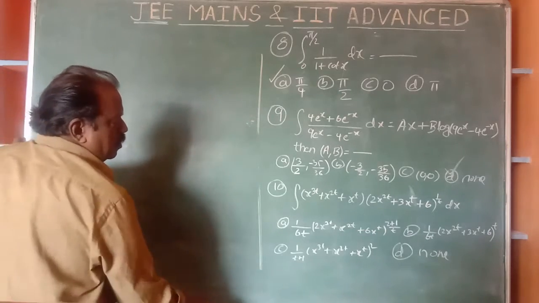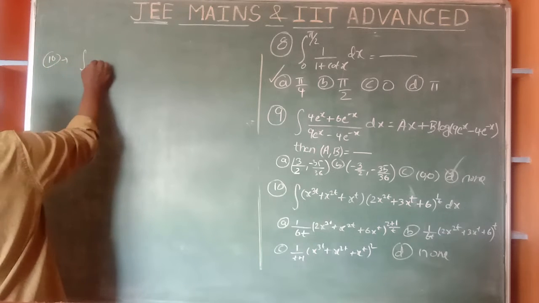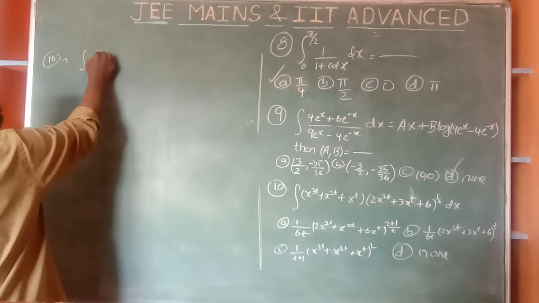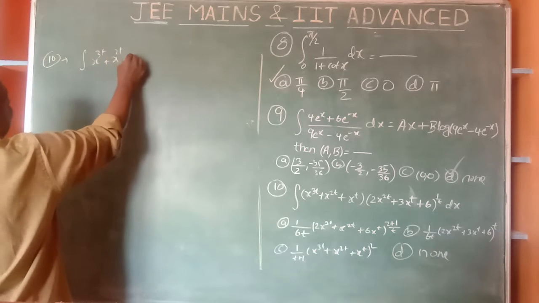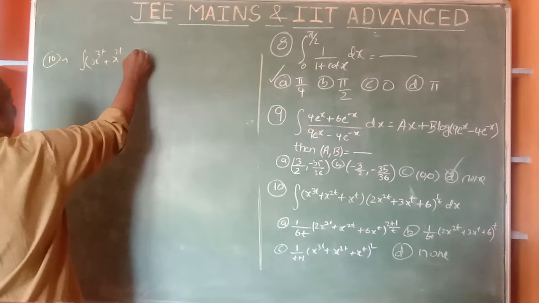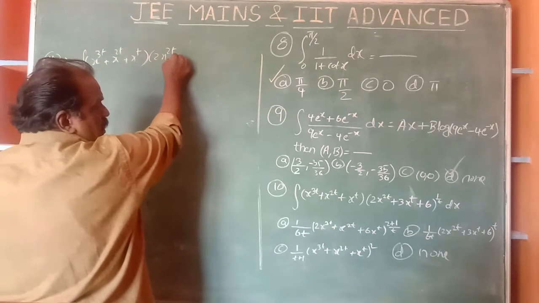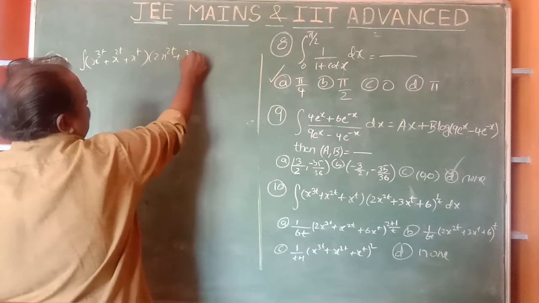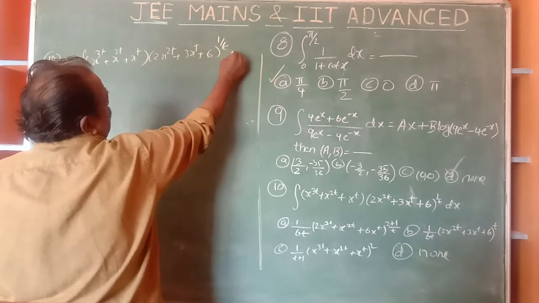Now, the 10th problem. The integral of x power 3t plus x square 2t plus x power t, into 2 x power 2t plus 3 x power t plus 6, whole power 1 by t, dt.